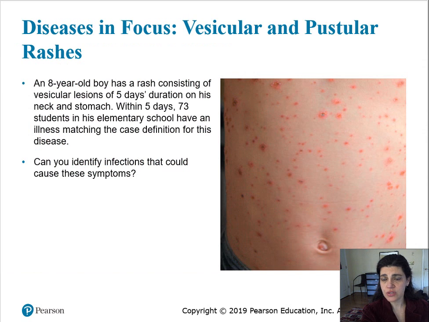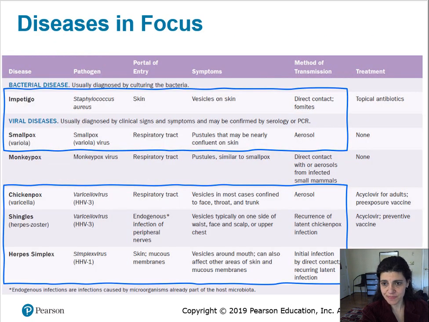And then another case here where you have vesicular and pustular rashes, and it explains how it's a kid being affected in elementary school, and what causes could be for this type of skin rash, right? That is contagious. And then here are diseases that could be the possibilities.